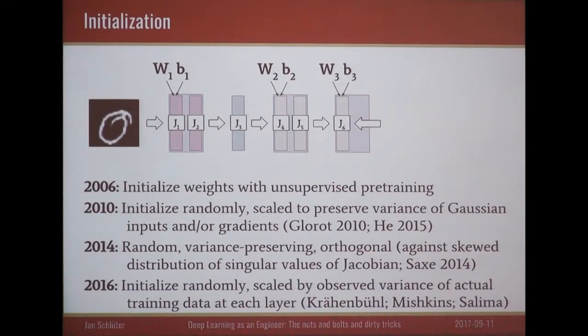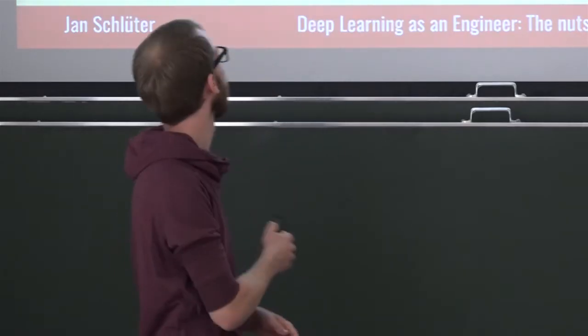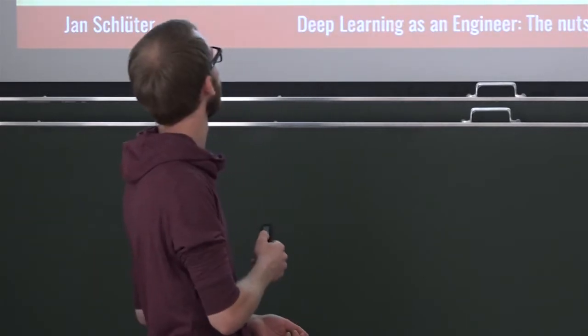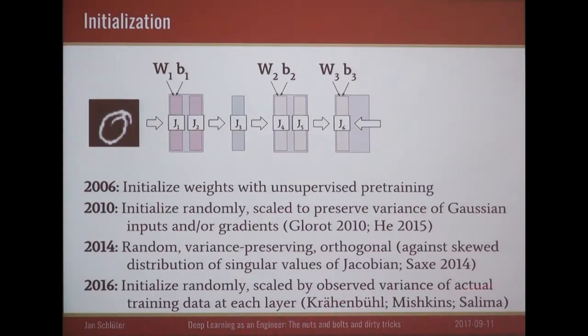And then later in 2016, some people proposed, well, why do we do this all just mathematically and theoretically? Why don't we figure out the scale based on the actual empirical data we have? So we propagate the data until it reaches the weight matrix we want to initialize, and we figure out the variance of the data, and we scale the weights so that the variance becomes 1. So this is a scheme that was proposed by 3 different papers almost at the same time.